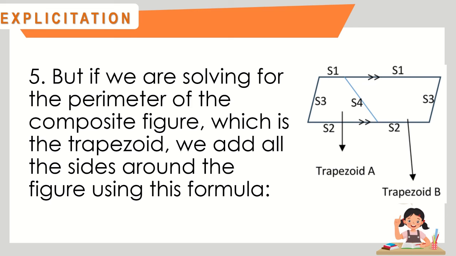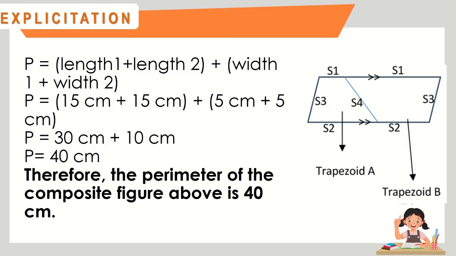But if we are solving for the perimeter of the composite figure, which is the trapezoid, we add all the sides around the figure using this formula. P is equal to length 1 plus length 2 plus width 1 plus width 2. P is equal to 15 cm plus 15 cm plus 5 cm plus 5 cm. P is equal to 30 cm plus 10 cm. P is equal to 40 cm. Therefore, the perimeter of the composite figure above is 40 cm.